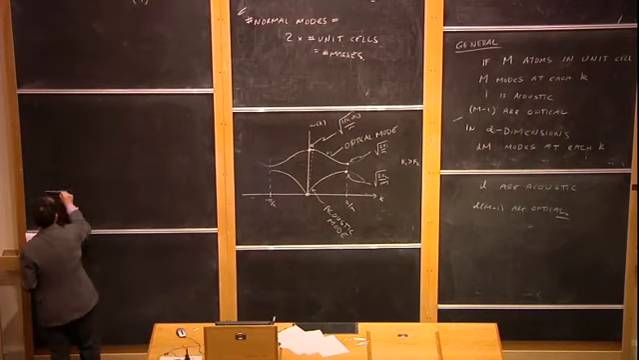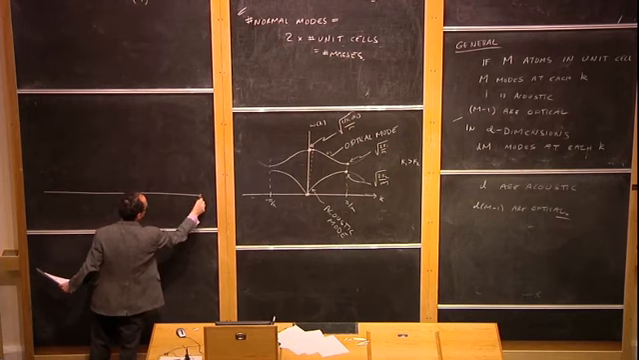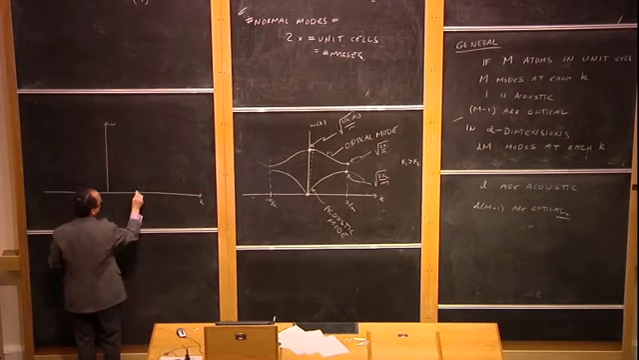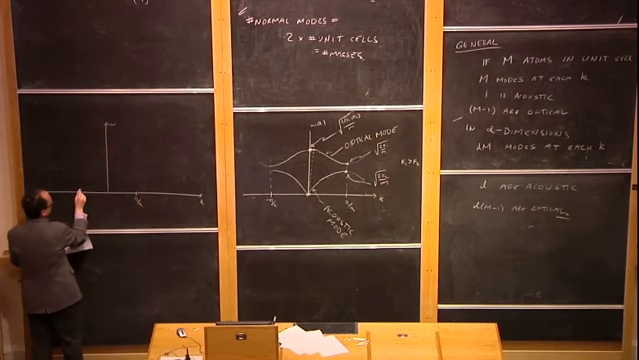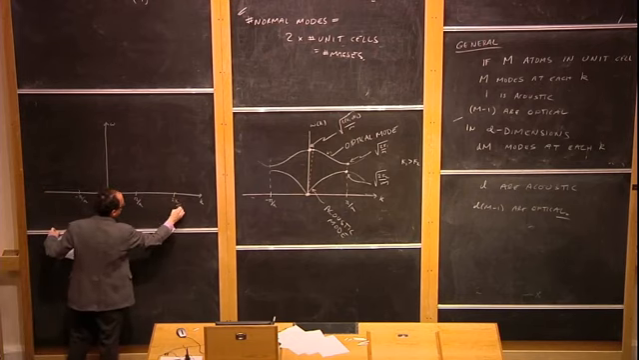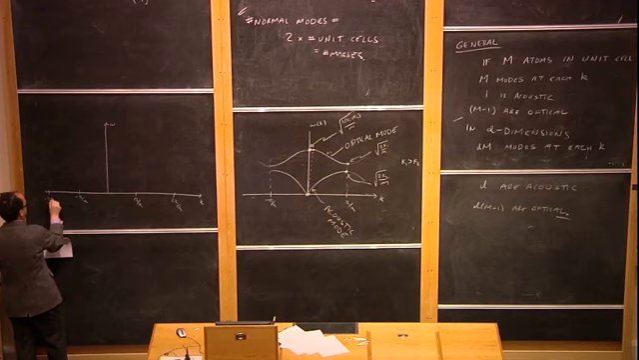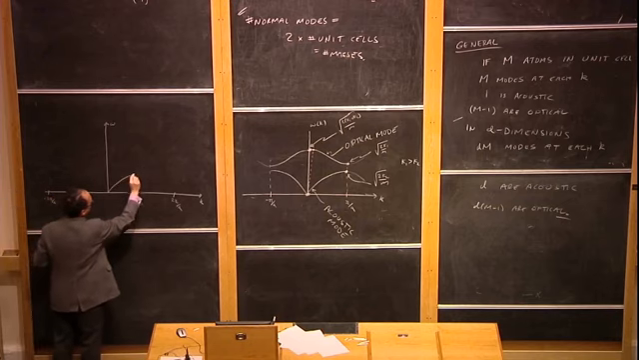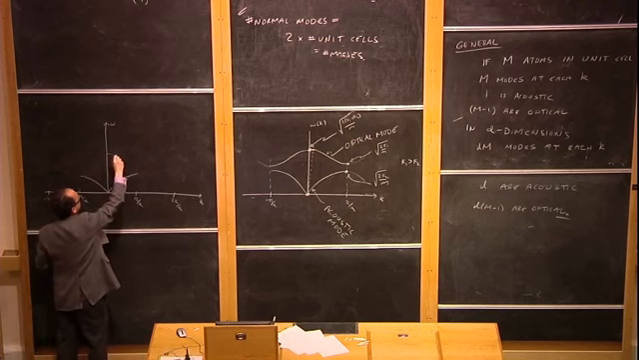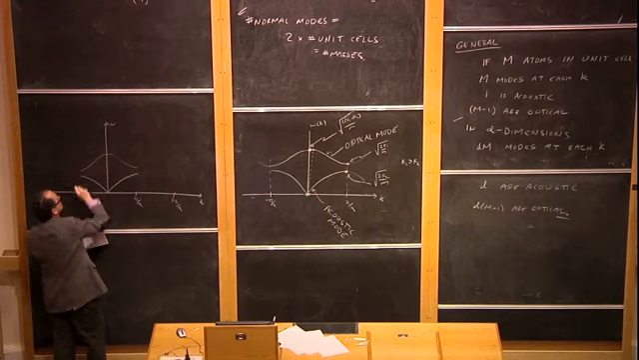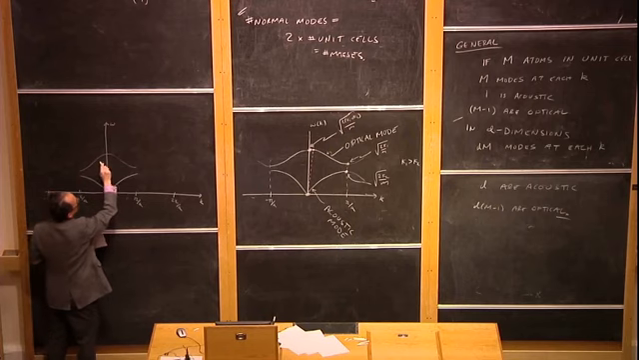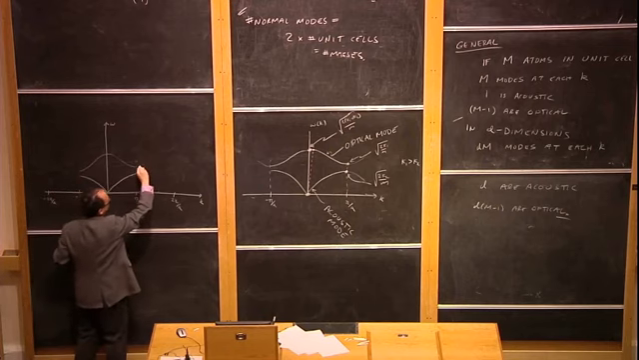picture, except I'm going to draw it slightly differently. Here's k again, here's omega. And I'm going to put pi over a here, and minus pi over a here, and then 2 pi over a here, and then minus 2 pi over a here. I'm going to draw the acoustic mode just like I had it before. And then the optical mode, what we had before was something that looked like this. But I'm perfectly allowed to take this piece here and shift it by 2 pi over a and plot it instead here.